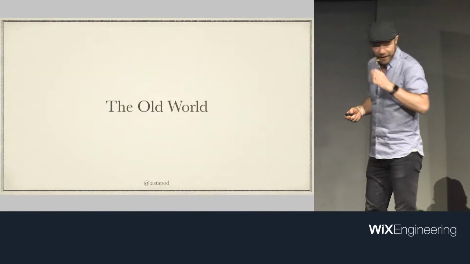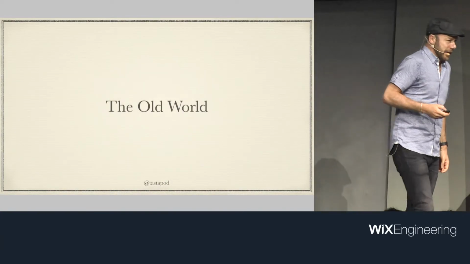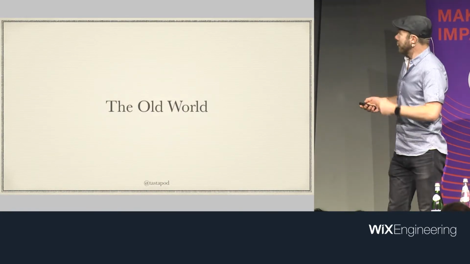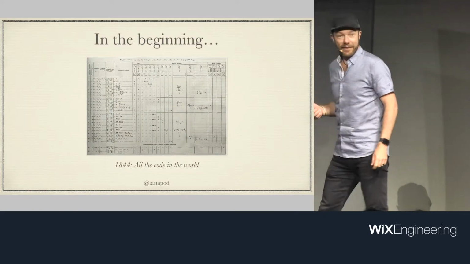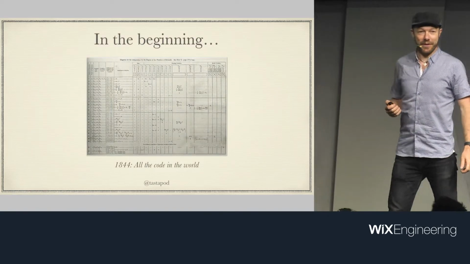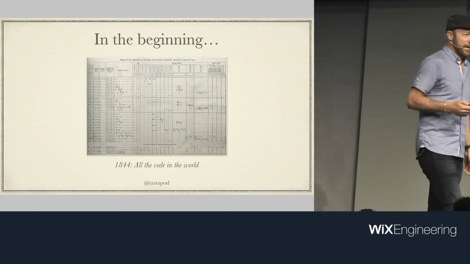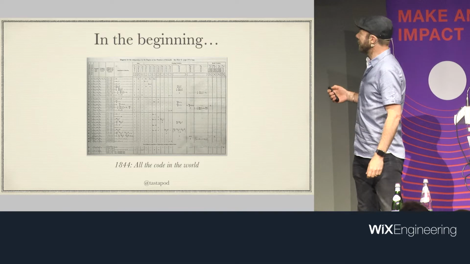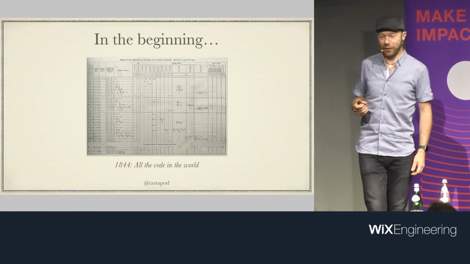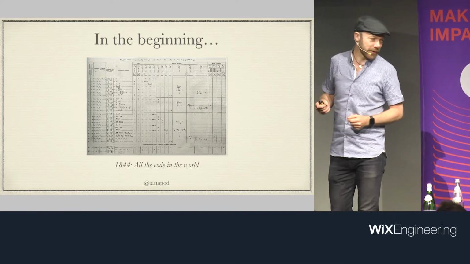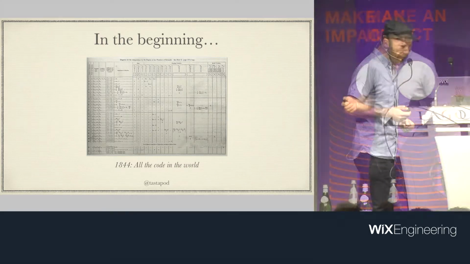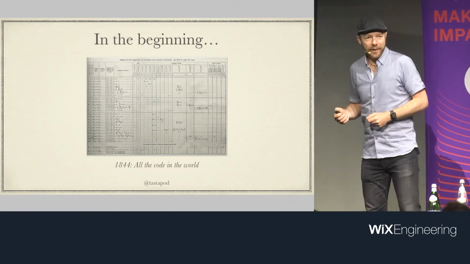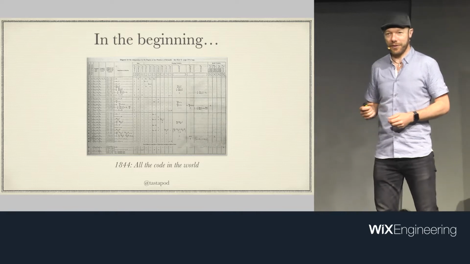So, okay, let's start at the beginning then. In the beginning, we had the old world. Does anyone recognize this? I'll be surprised if anyone does. This was the first code ever written. It's 1844. This is all the code in the whole world. This is called Note G. This is Ada Lovelace, who's the daughter of Lord Byron.